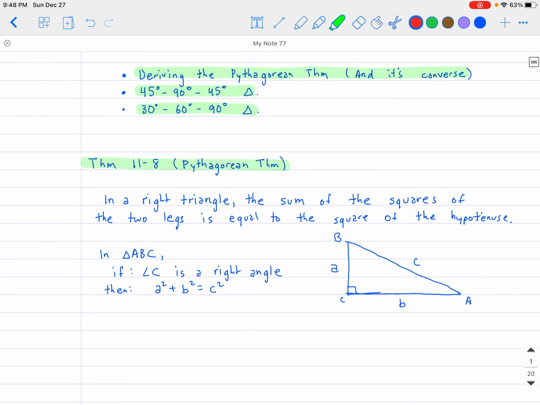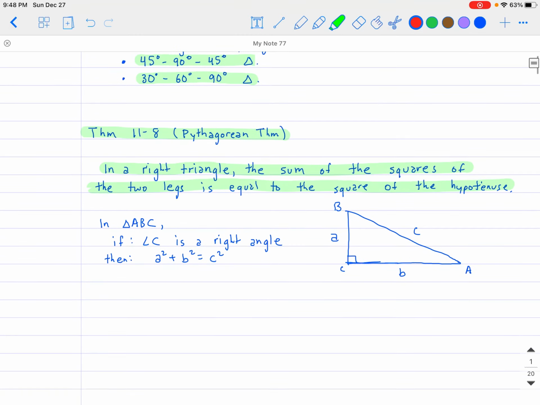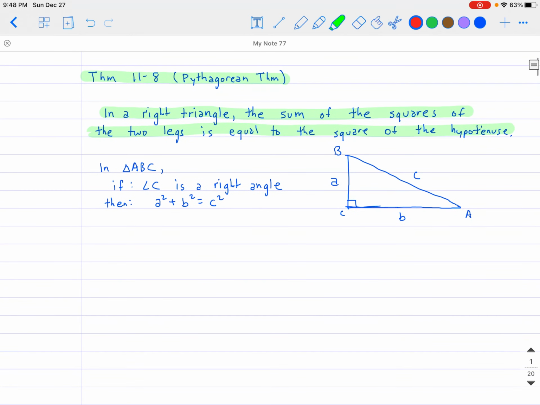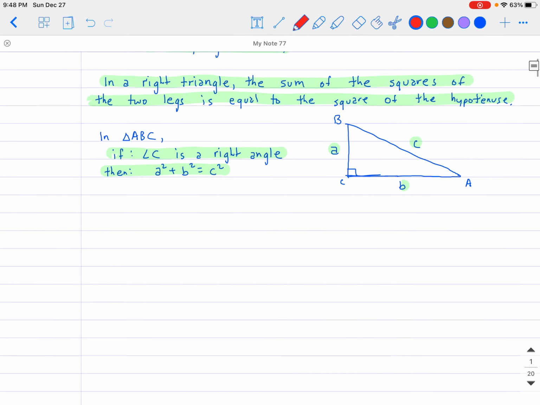Okay, so theorem 11.8 right here is the Pythagorean theorem, which basically says that in a right triangle, the sum of the squares of the two legs is equal to the square of the hypotenuse. So in the triangle below, you can see I have it all set up. We're given that if angle C is a right angle, then the result is going to be a squared plus b squared is equal to c squared. So you can see where a, b are denoted as the legs, and then c would then be denoted as the hypotenuse. So let's go ahead and do the proof for this one.